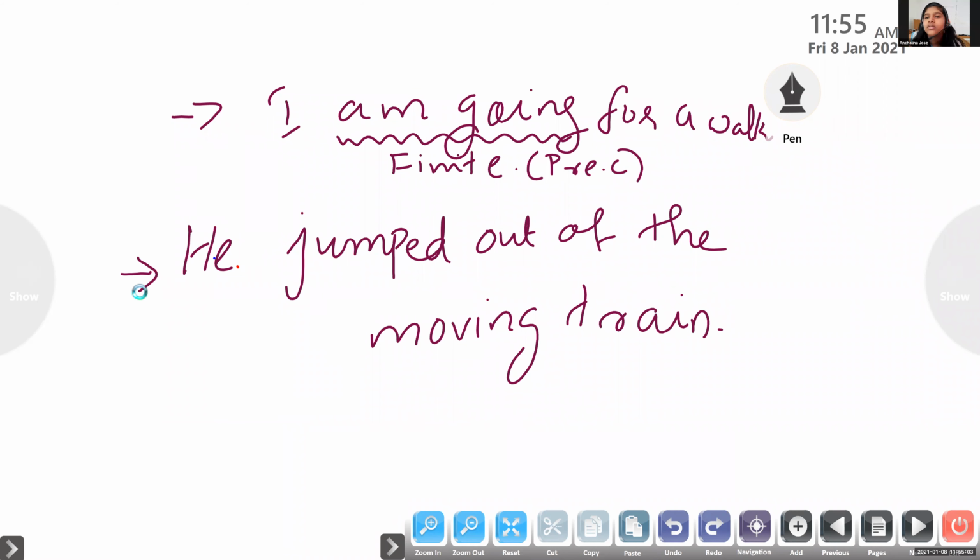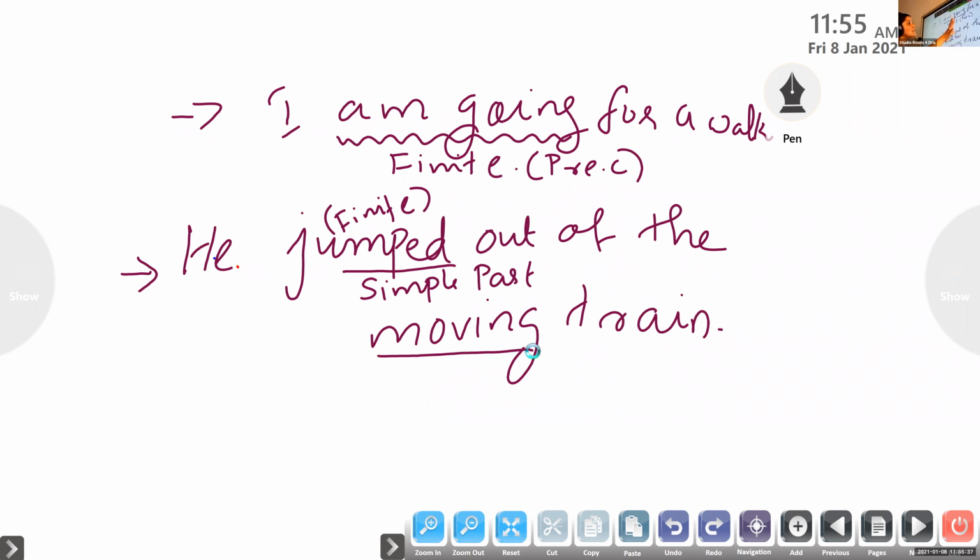Jumped, very good. Because it is the main verb, it comes after the subject. It has a tense form. What is the tense form of this particular sentence? Simple past. Excellent. So is it a finite verb or a non-finite? Finite verb. This one is an example for a finite verb. And can you identify a non-finite verb here? Moving. Yes, because if you look at moving, it does not show the tense form. We are unable to see the tense form.